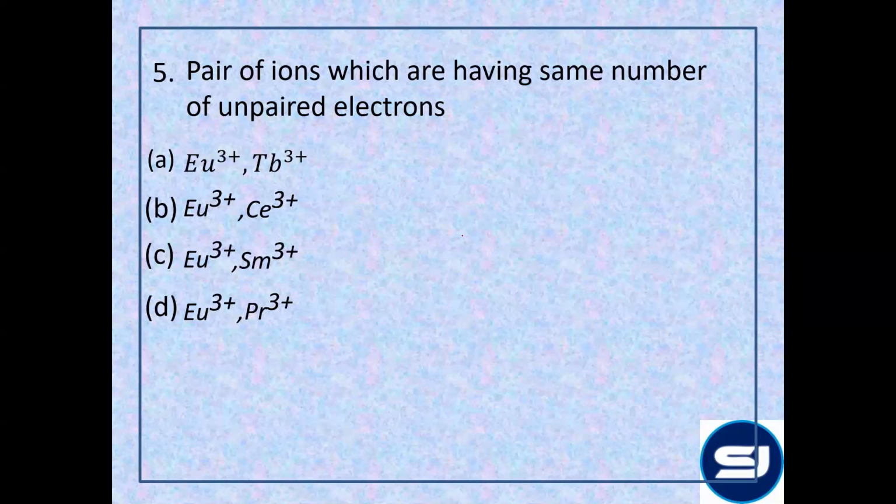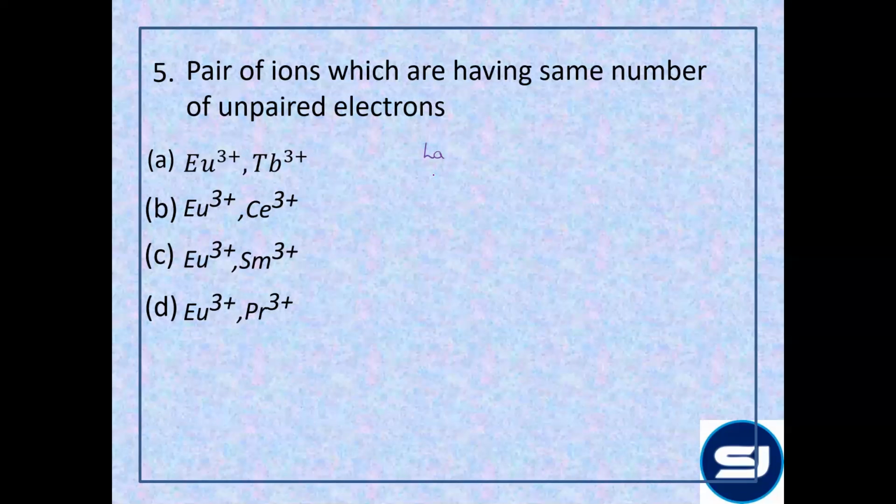Pair of ions having the same number of unpaired electrons. Now, how do you get to the configuration for the ions given? So first of all, if you look at the options, they are the ions of which series? Lanthanoids. And can you quickly tell me the elements? Yes, anyone?